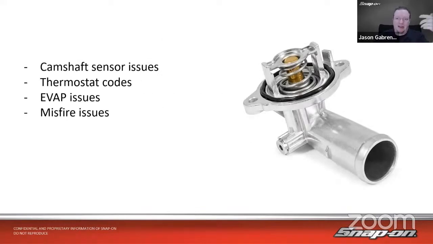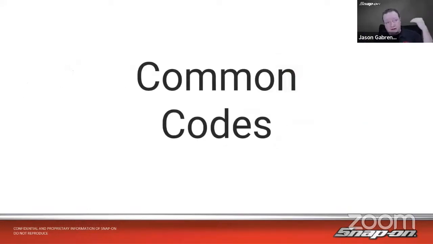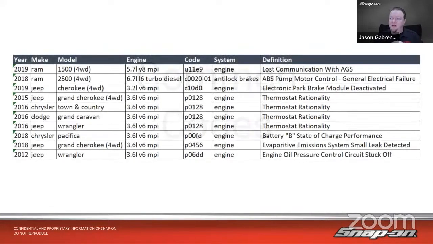A lot of issues with cam sensors seem to come up a lot, and we'll talk about why that is here in a little bit. A lot of thermostat codes, coolant system issues, overheating issues, stuff like that. A lot of evap issues, as any manufacturer has, and then of course misfire issues, like a lot of manufacturers. And some of that's going to play out here on this next one. It's going to play out in a big way, one of those categories anyways, on this next phase here.